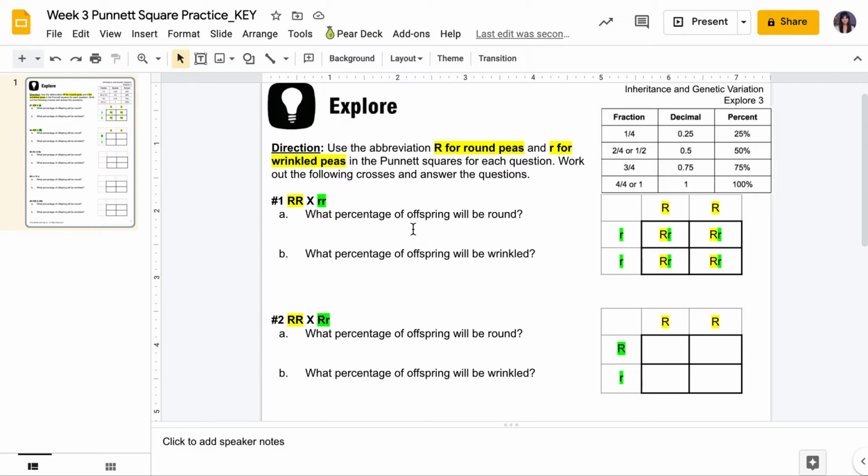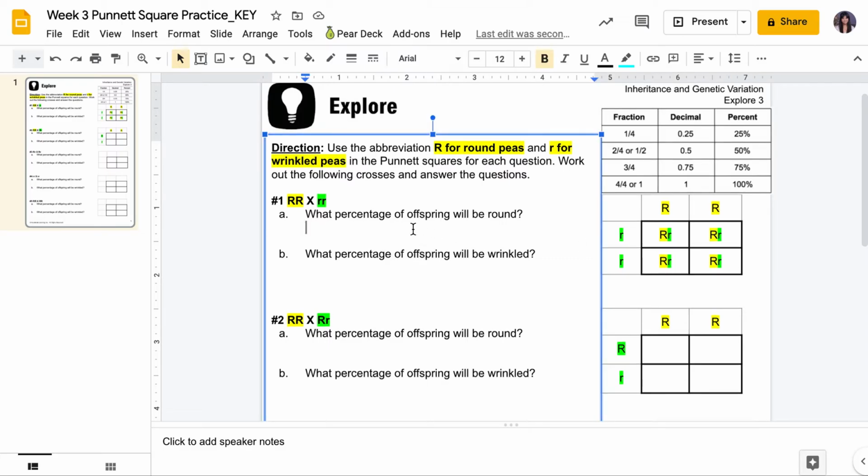So again right here, what percentage of offspring will be round? That will be 100%. How about the percentage of offspring that is wrinkled? 0%. Now remember, out of this 100% round pea, they are all heterozygous. But whether they are homozygous dominant or heterozygous, they will have the same phenotype. They look exactly the same.